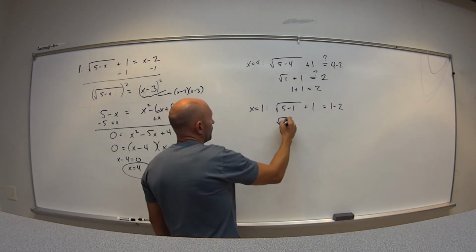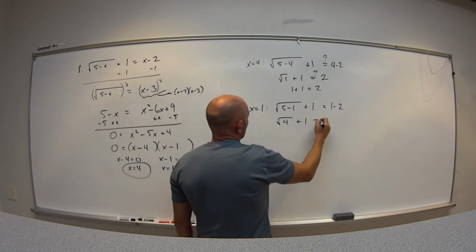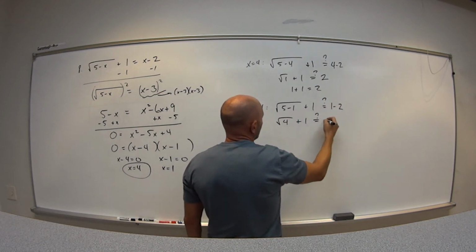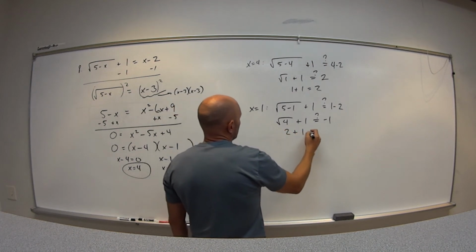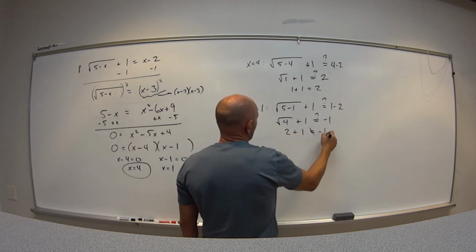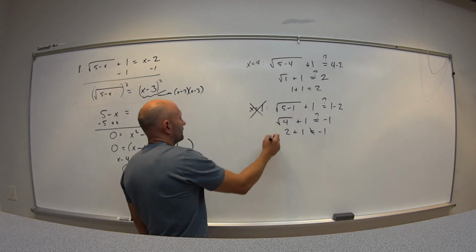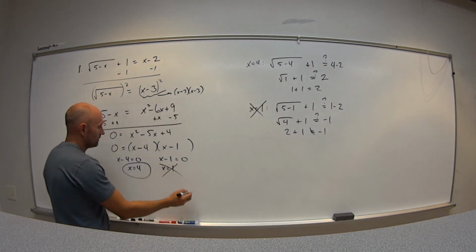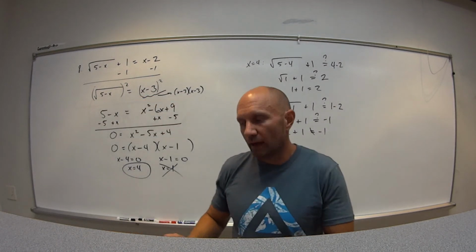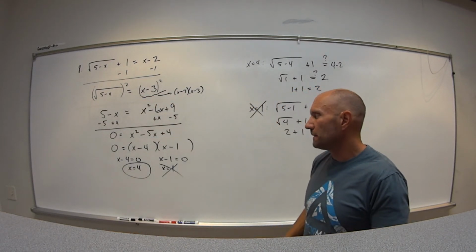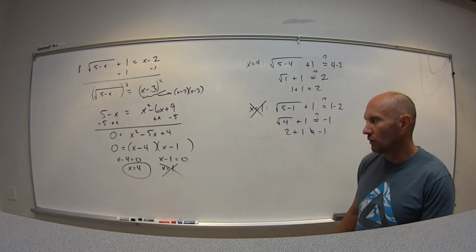5 minus 1 is 4. Plus 1, is this equal to negative 1? So square root of 4 is 2, plus 1 does not equal negative 1. So x equals 1 is not valid. So my only answer for this equation would be x equals 4. Any other number, not going to work.